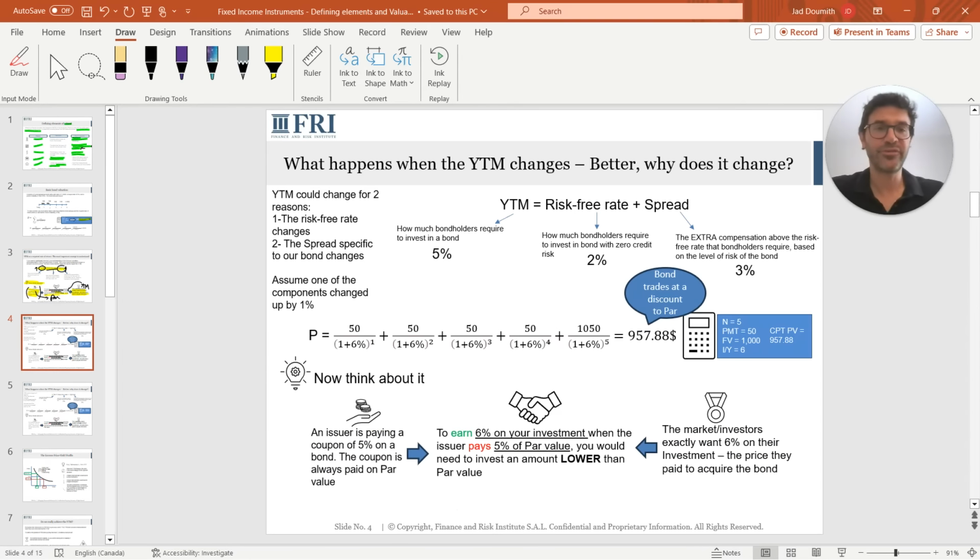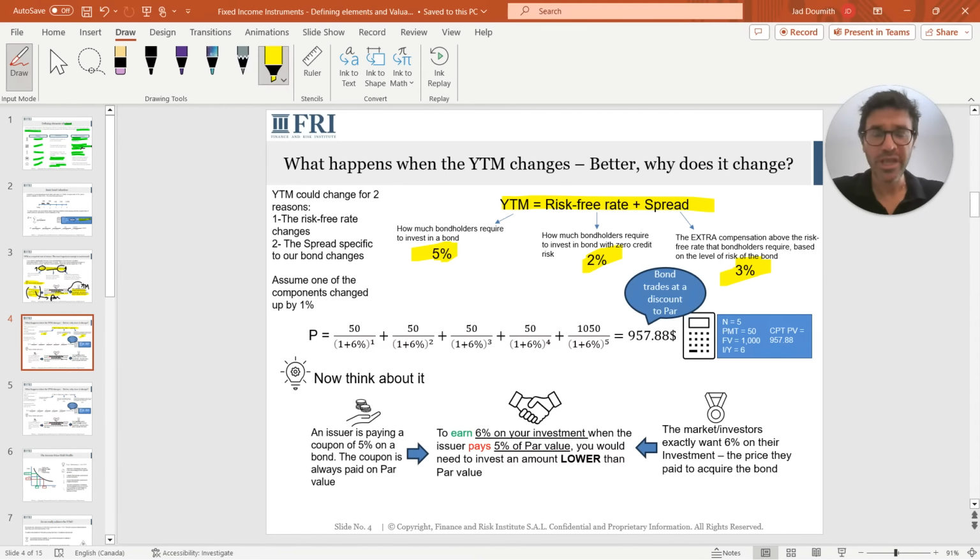Now, what happens when the yield to maturity, i.e. the rate required by investors, doesn't match the coupon rate? Once again, this framework will help us a lot. The YTM on the bond in our example is 5%. Imagine that the risk-free rate is 2%. So this means that investors are requiring an extra compensation, which we call the spread, of 3%. The 5% is equal to 2 plus 3.